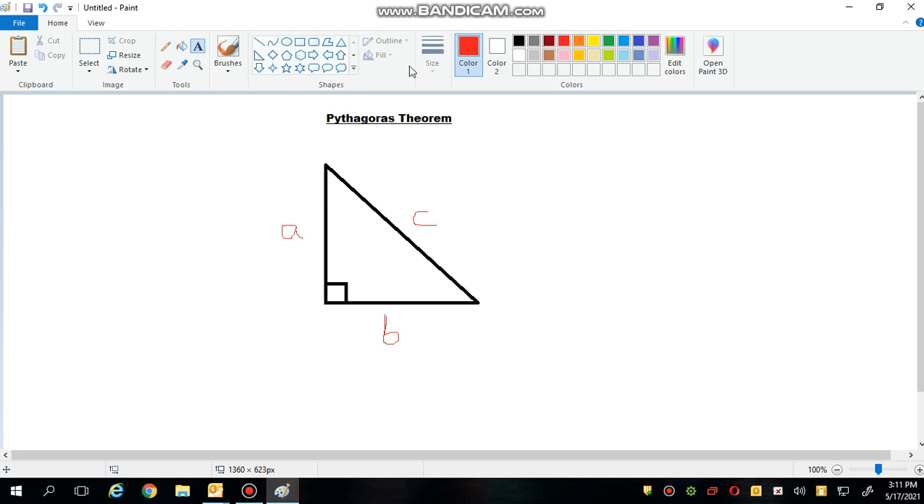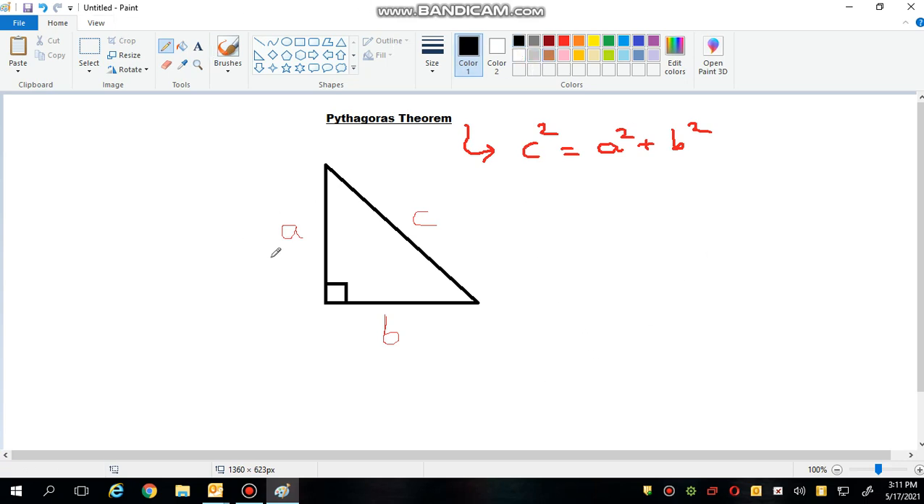Now, let's take a look at the formula. The Pythagoras theorem formula is as follows. It is c squared equals a squared plus b squared. That is the theorem. Okay, now let me give you some numbers.